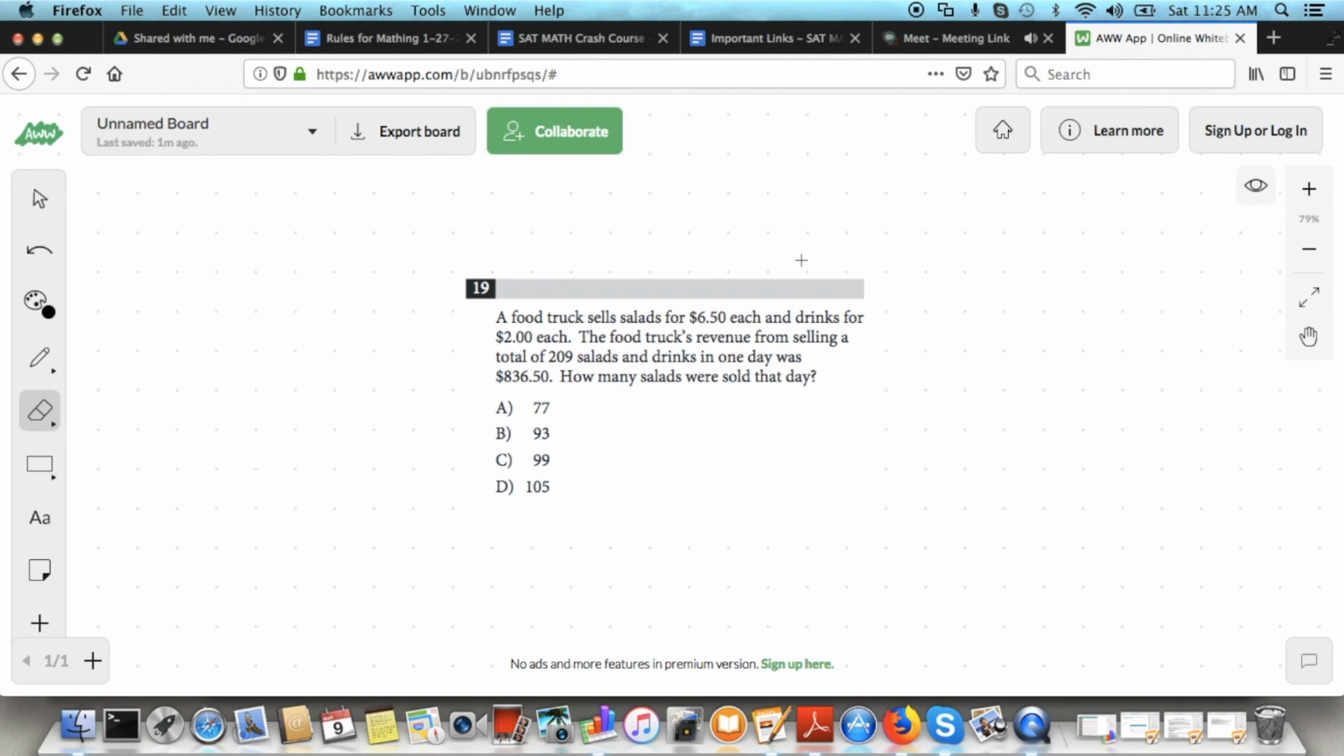I'm going to make a little T-chart. I like to do this when we're testing values, especially with two variables. So we've got a value for the salads, we'll call that S, and a value for the drinks, we'll call that D. And let's test answer choice A. How many salads were sold that day? If 77 salads were sold, how many drinks were sold?